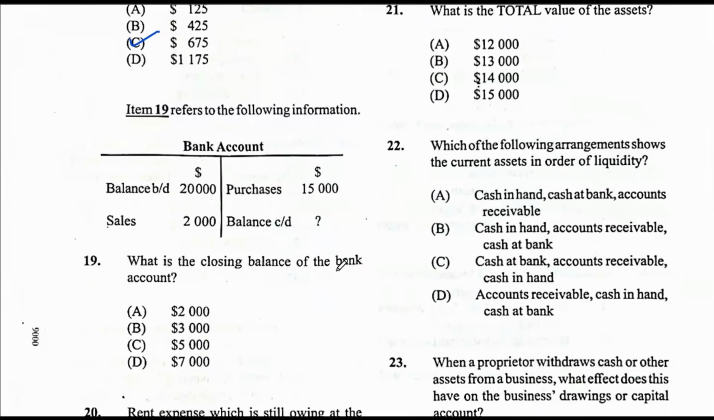What is the closing balance of the bank account? Let's check this. Item 19 refers to the following information. Bank account, T account. We have the debit side, credit side. So opening balance was $20,000. Added sales as well. Credit side, purchases, and you're missing the figure for your balance carried down. Right, it's a simple one. We simply have to balance off the T account. So guys, let's balance off this T account and let's get our answer and move on.